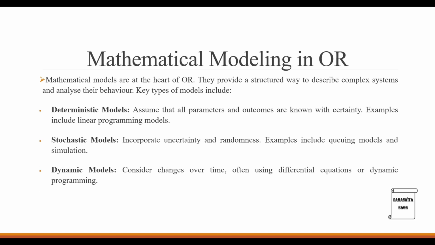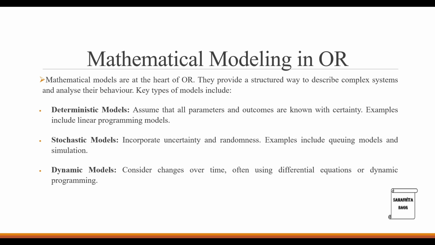Mathematical modeling in OR. Mathematical models are at the heart of OR. They provide a structured way to describe complex systems and analyze their behavior. Key types of models include deterministic models. Assume that all parameters and outcomes are known with certainty. Examples include linear programming models. So this is what we are going to start with as the base for OR. So here you need to know all the parameters and then you can solve. So it is called a deterministic model, where everything is certain, everything is determined.